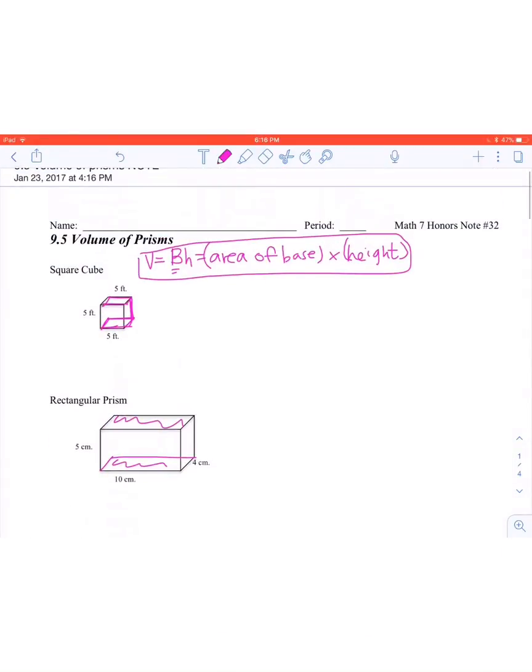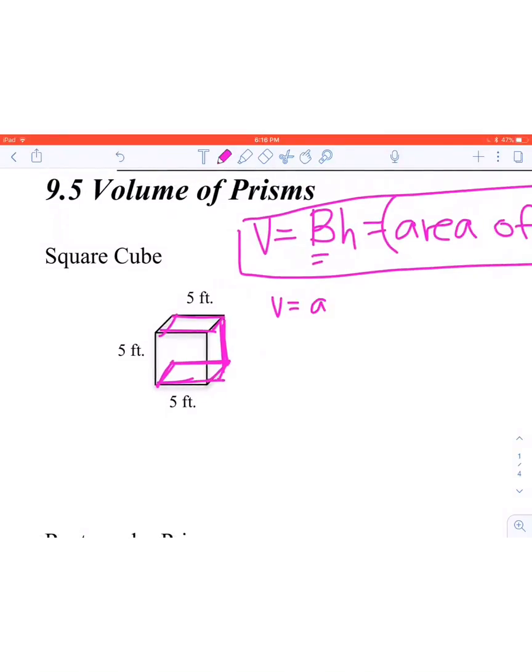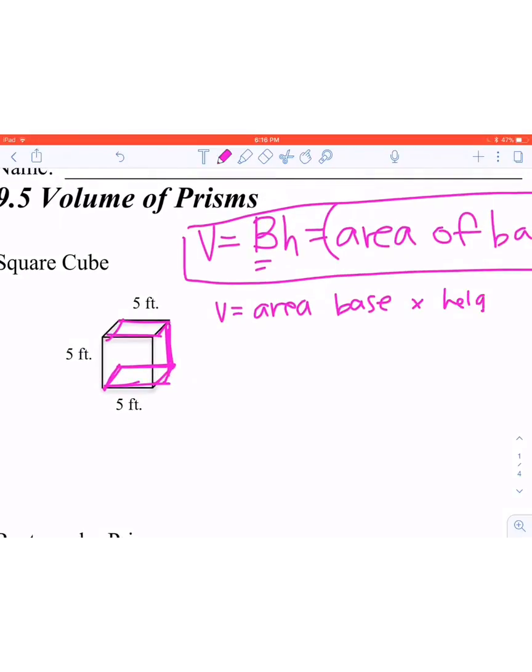So let's start with the square cube. Again, to find the volume, you have to know the area of the base, and then you have to know the height. So first, let's find the area of the base. In this case, let me delete that. The base shape is the square on the bottom. We have to find the area of that. So this is 5 by 5. To find the area of a square, you multiply length times width. So in this case, 5 times 5, which is 25.